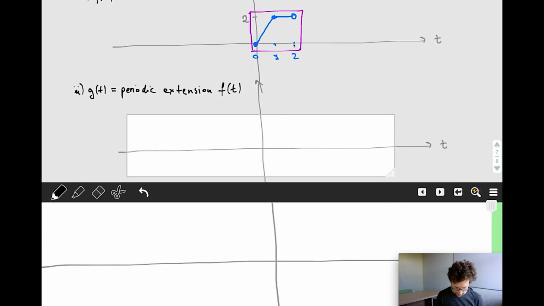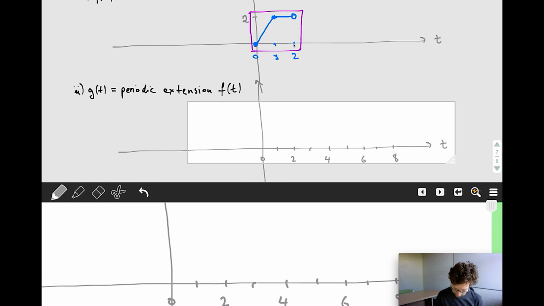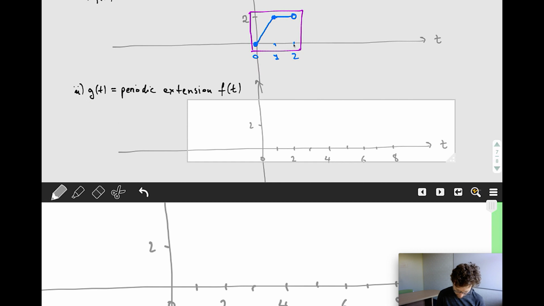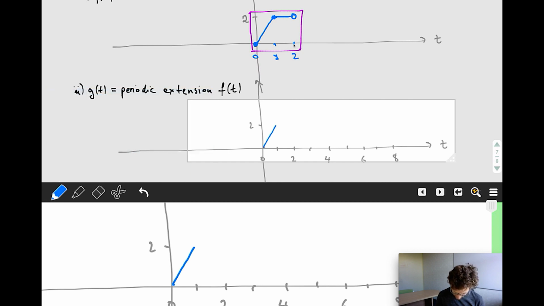So let's start off again with our basic tile. Let's define it between 0 and 2. And let's just repeat it all the way out to 4, 6, 8. So here's my original tile. It looks something like that. Let's now take that and repeat it again and again.